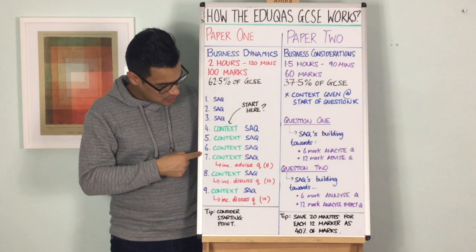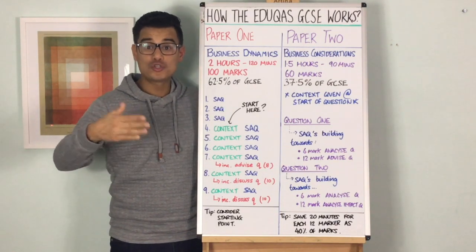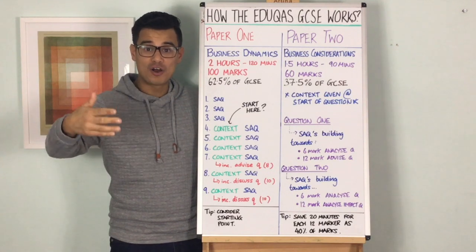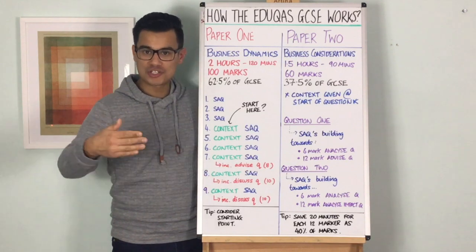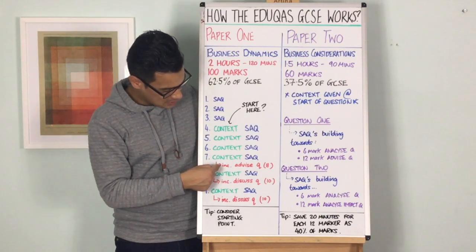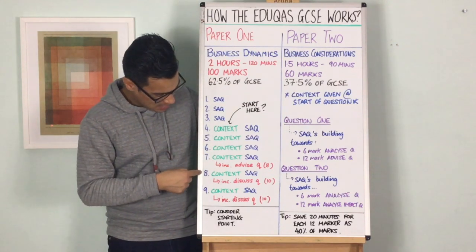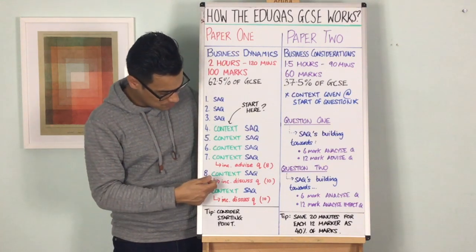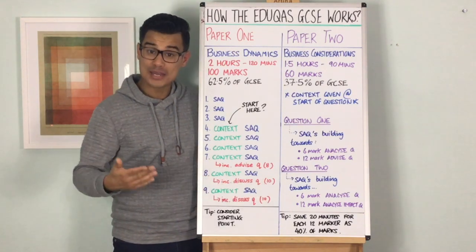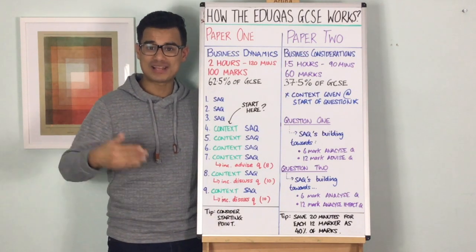And then it will move into the context SAQs, where they lead with a few small questions into the final big question. In this case, it could be a series of small context short answer questions which lead into the advise question, which is worth 8 marks. And then the next one will be a series of context SAQs that leads into the discuss question for 10 marks.